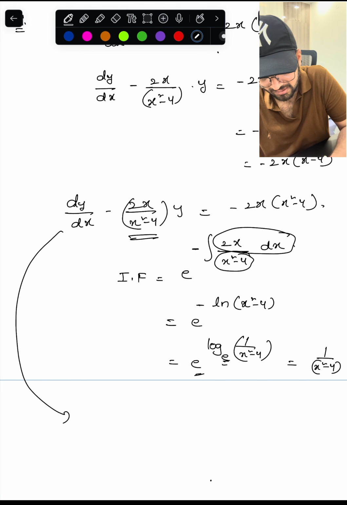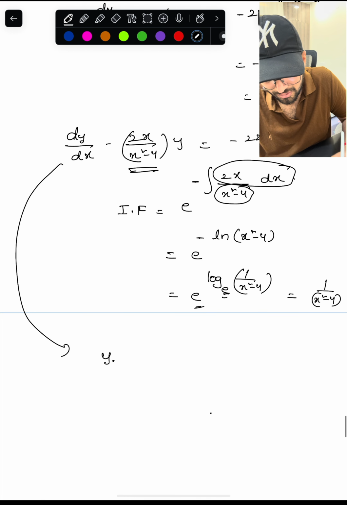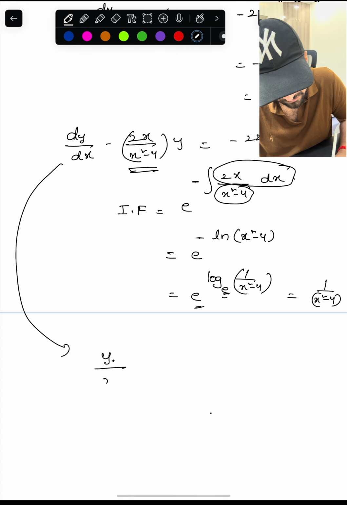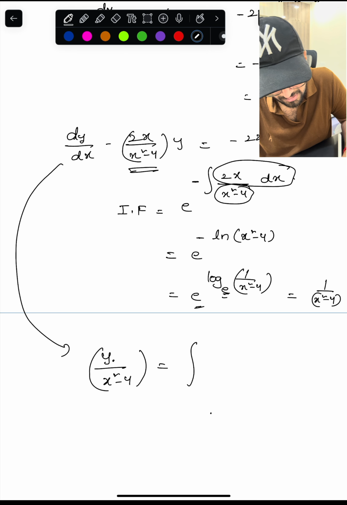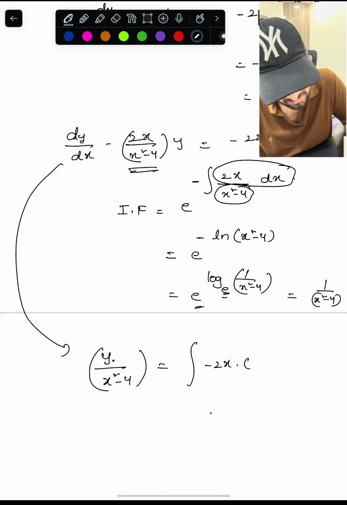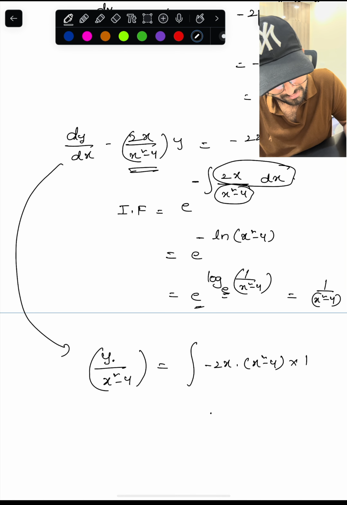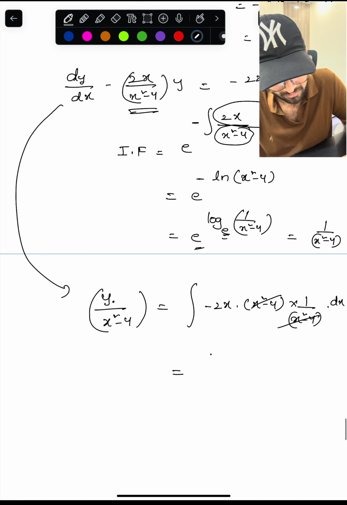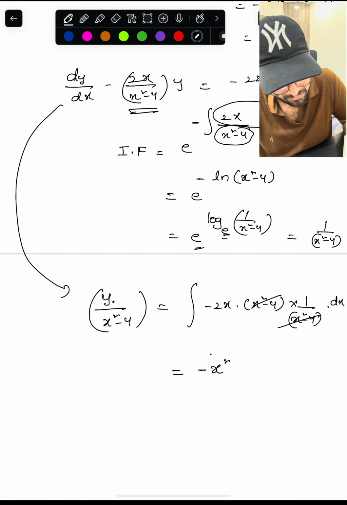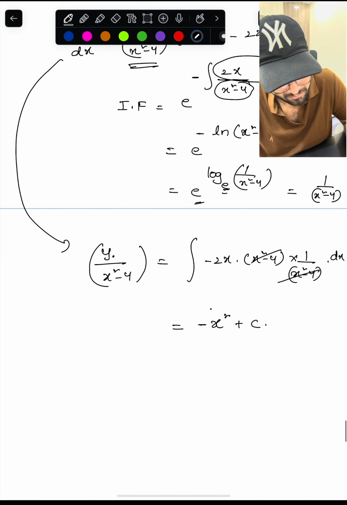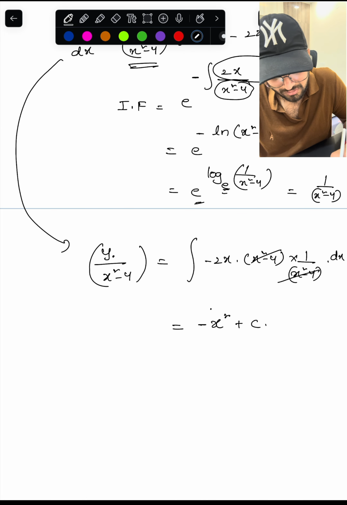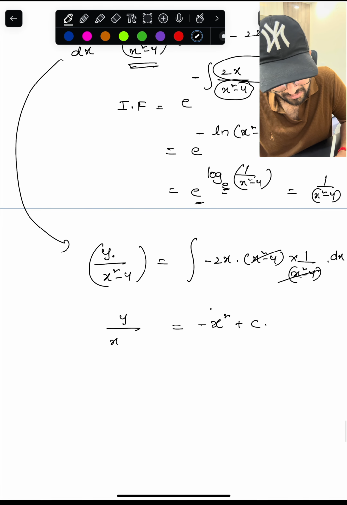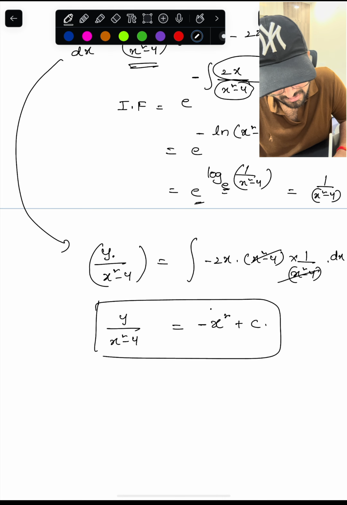Now jump to the direct final step. So y times the integrating factor, that means y/(x² − 4), equals the integration of Q(x) times the integrating factor, which is 1/(x² − 4) dx. This cancels out, and you will be getting ∫ −2x dx, which is nothing but −x² + c, right? So now you need to calculate this integration constant c.